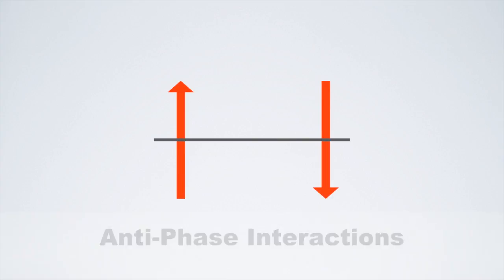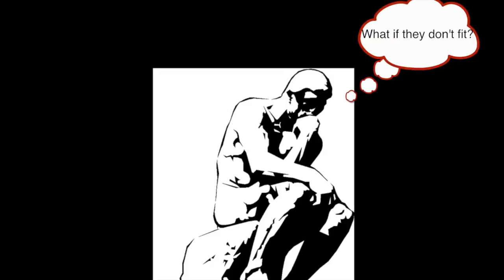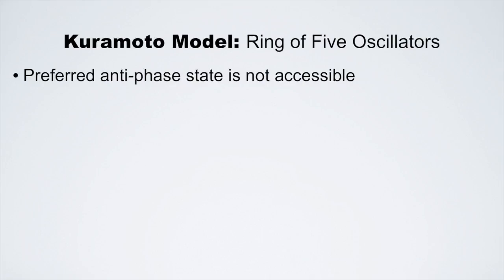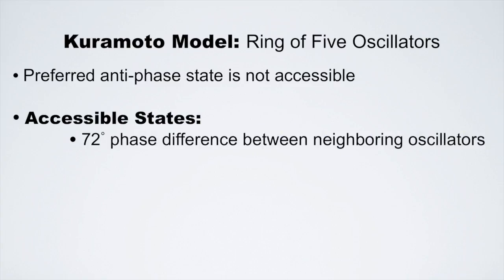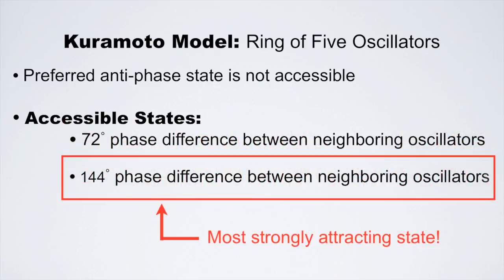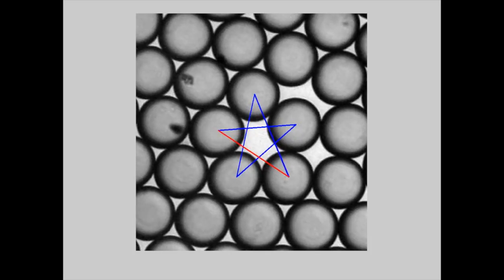We can then ask what happens when we place these oscillators in a geometry that is incommensurate with their desired phase configuration. For example, when 5 oscillators are arranged in a ring, they are unable to fall into their desired antiphase state. Here we find that each oscillator wants to be either 72 or 144 degrees out of phase with its nearest neighbors, and the 144 degree state is found to be more strongly attracting. This exactly corresponds to the pentagram configuration that we showed you for the ring of 5 droplets.